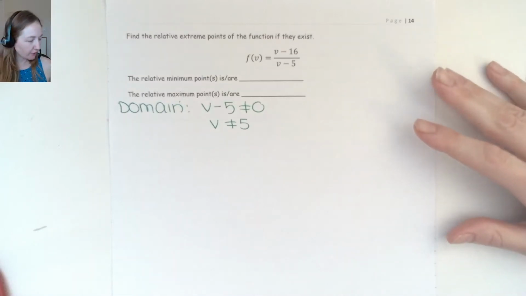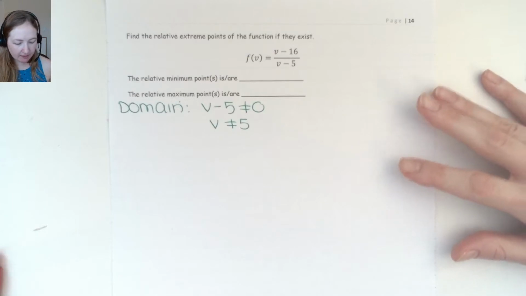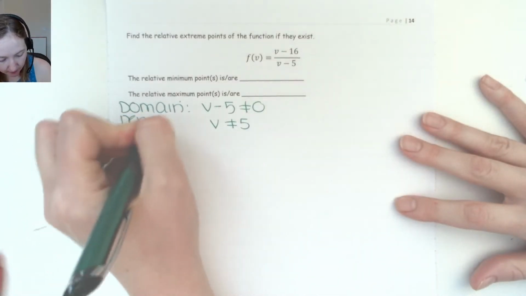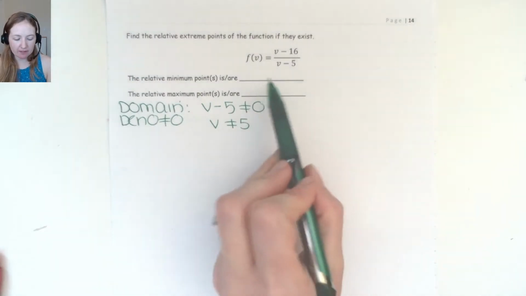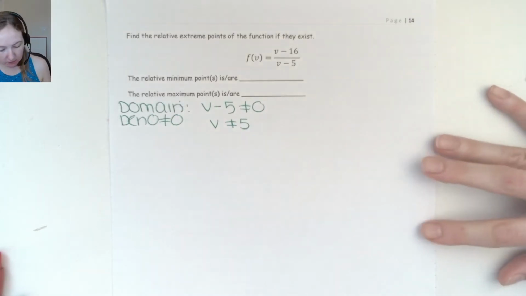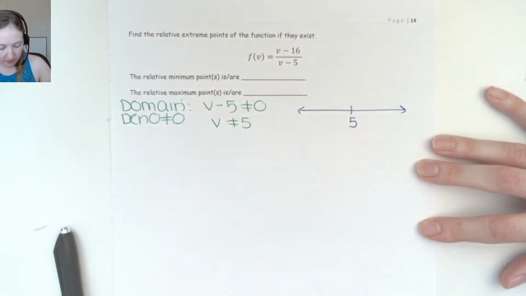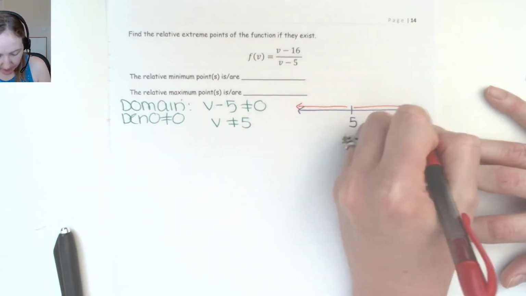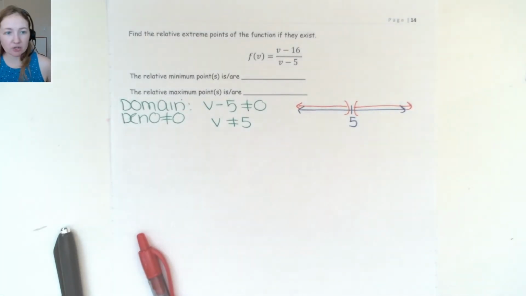All right, so the first step is always to think about what is the domain of the function. In this case, the domain is going to be where the denominator is not equal to 0. So you'll notice that I said v minus 5 not equal to 0. That means that my function is only defined everything to the left of 5 and everything to the right of 5. It is not actually defined at 5. So that's where my denominator is equal to 0.